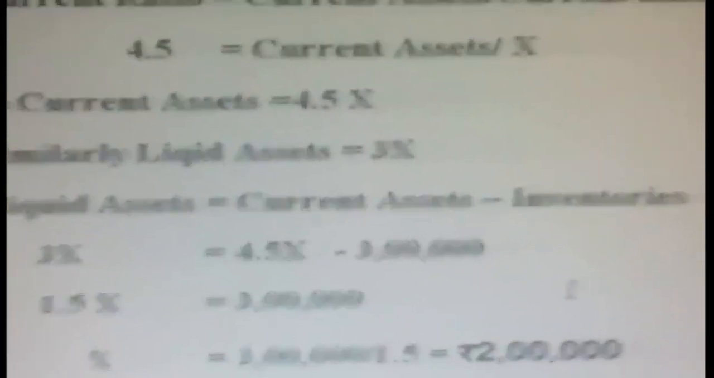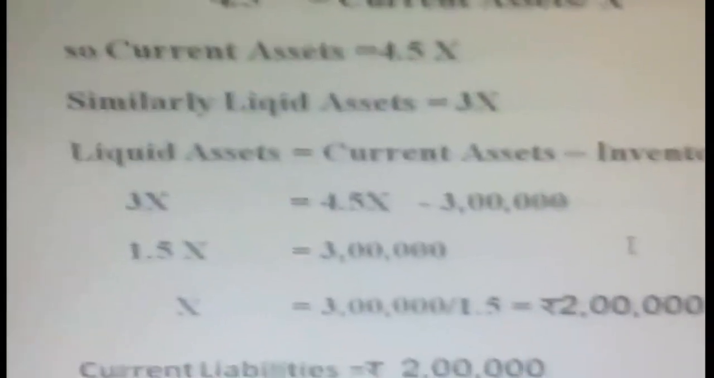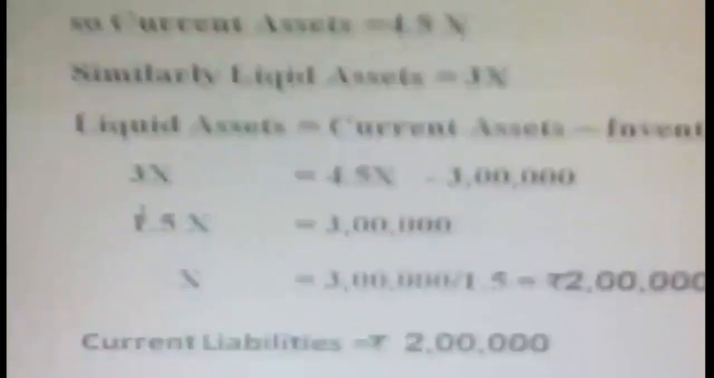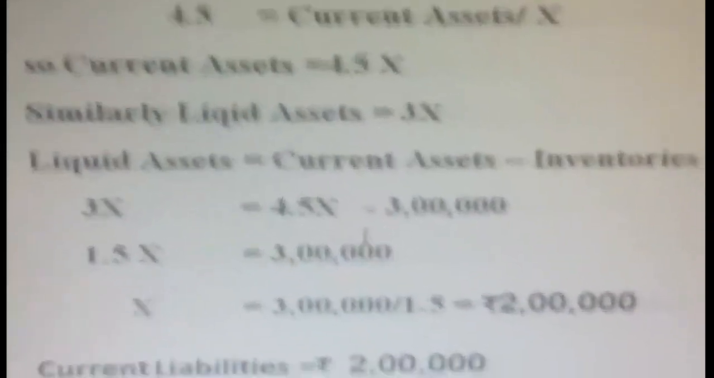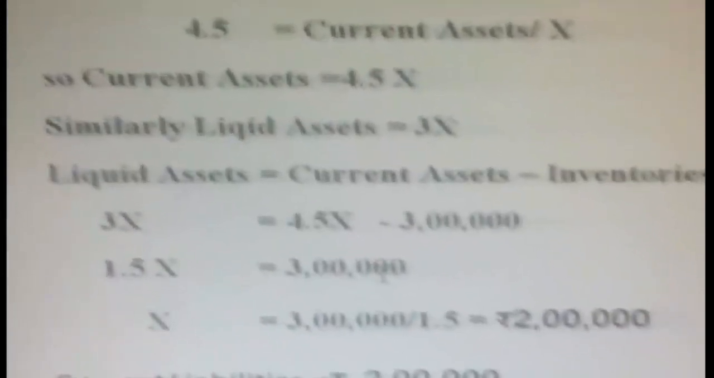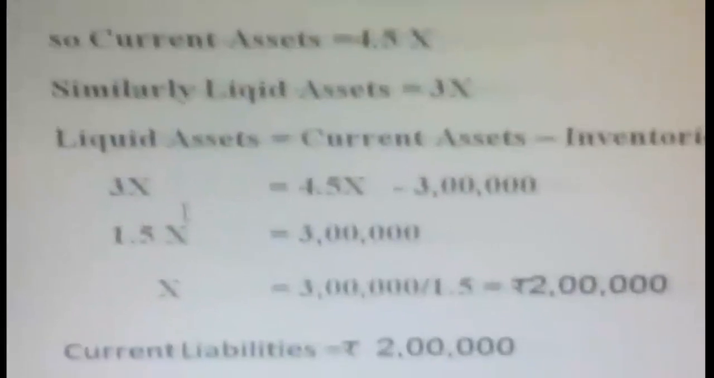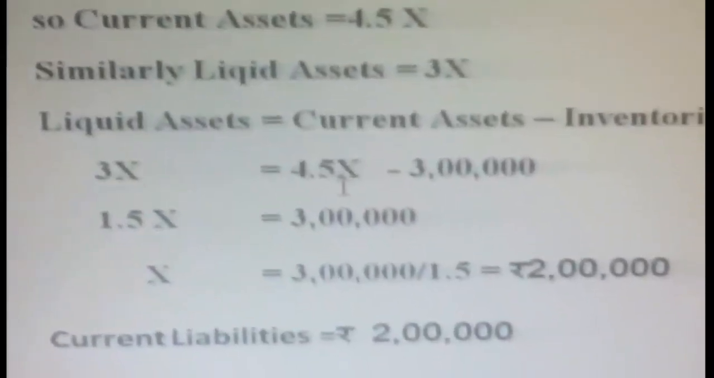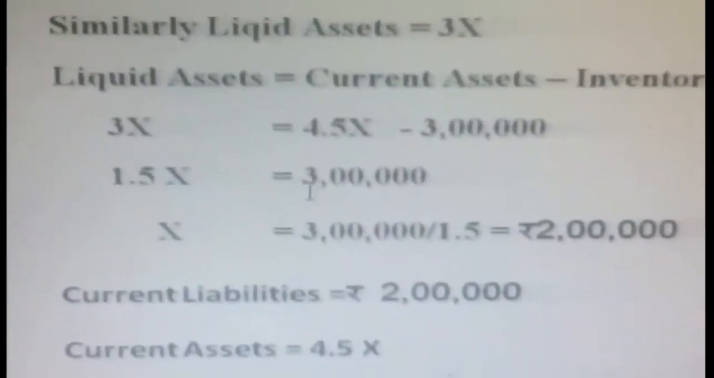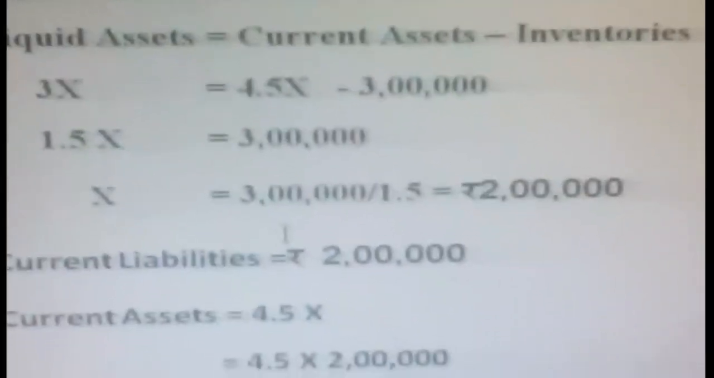Now what is liquid assets? As we said, here they given only inventories. Liquid assets is nothing but current assets minus inventories, because only inventories are given to deduct. Once you deduct from the current assets, you will get liquid assets. As you know already, liquid ratio they given. So we already taken 3X is equal to current assets, just now we got it, 4.5X minus 3 lakhs. Now we will form the equation: 4.5X minus 3X, we get 1.5X is equal to 3 lakhs. Now X is equal to 3 lakhs divided by 1.5, you get the answer 2 lakhs.